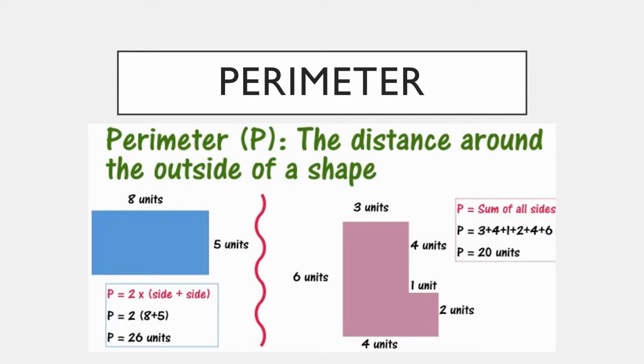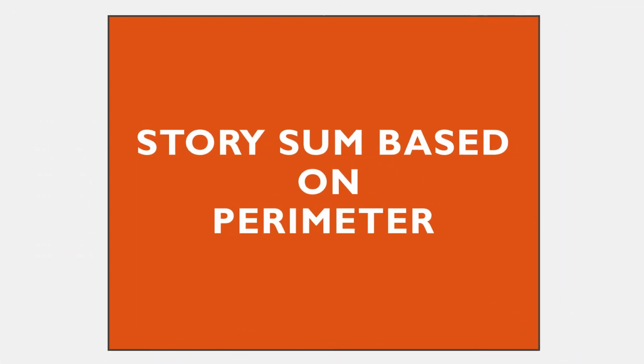Now remember children, perimeter can be found by the formula and also by adding the sides. For regular polygons you can use the formula, and for irregular polygons you have to add the sides. That is, perimeter will be equal to the sum of all the sides. Now let us discuss some story sums based on perimeter.